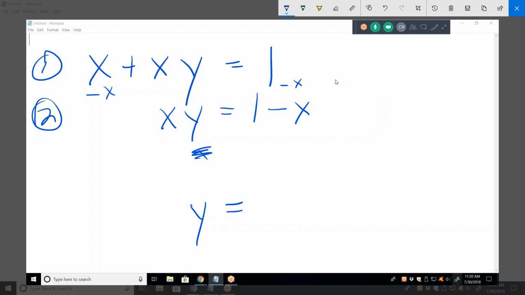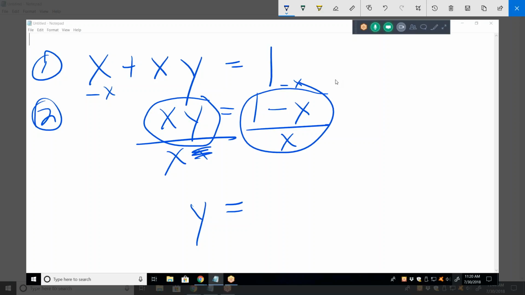What do you get? 1. No. Positive 1? No. First of all, how am I going to solve that for y? What's the y currently being? What's being done to the y? It's multiplied by x. So I have to divide by x to get rid of the x. That's my goal, to get rid of the x, right? Okay. So if I divide the right side by x also, that's my answer: 1 minus x over x.